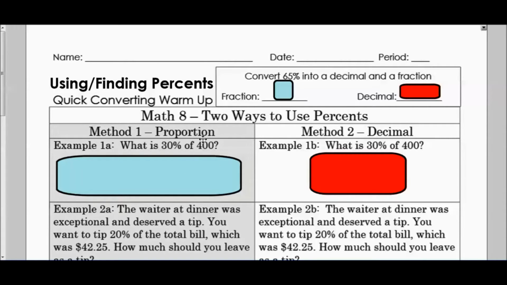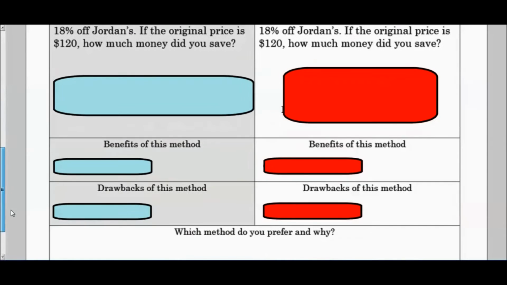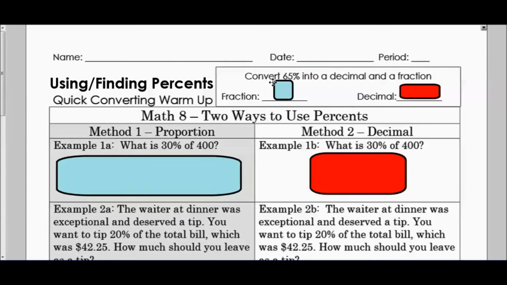So there's two different methods that we want to compare and contrast. Really, you just want to pick out which one you feel stronger with, and you can use that one. You need to be familiar with both, so it's important that you take notes on both sides. But really, you want to pick your favorite, and we'll talk about the pluses and minuses at the bottom. We're going to start by just converting this 65% into a decimal and a fraction.